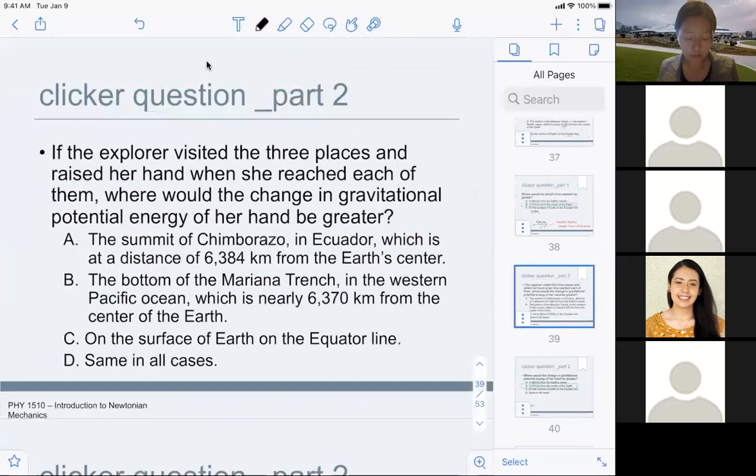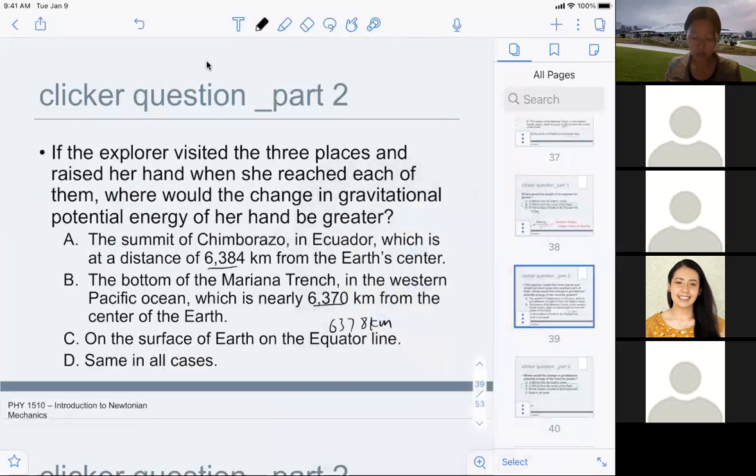So the second part of this question is, we're still looking at different places on Earth, but now we're trying to compare something different. The explorer visited 3 different places and she raised her hand. There is a change in potential energy, right? So where would that change in potential energy be greater at different locations? Again, the locations are the same. We're simply going to look at the change in potential energy.